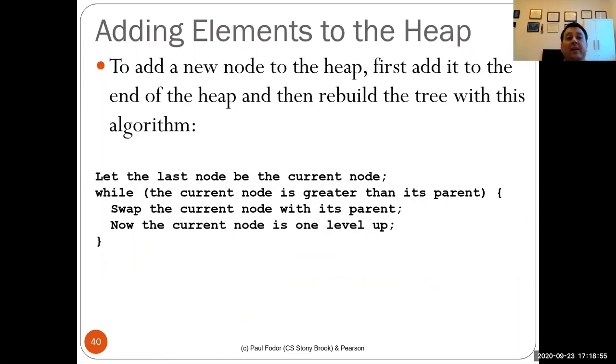So how do we add elements to the heap? The algorithm is as follows. To add an element to the heap, you first add it at the end of the heap, and then you compare it with its parent. So let the last element be the current node. While the current node is greater than its parent, swap the current node with the parent, and now the current node is one level up, and repeat. So basically in this while loop, you look at that node and its parent and swap them if necessary.